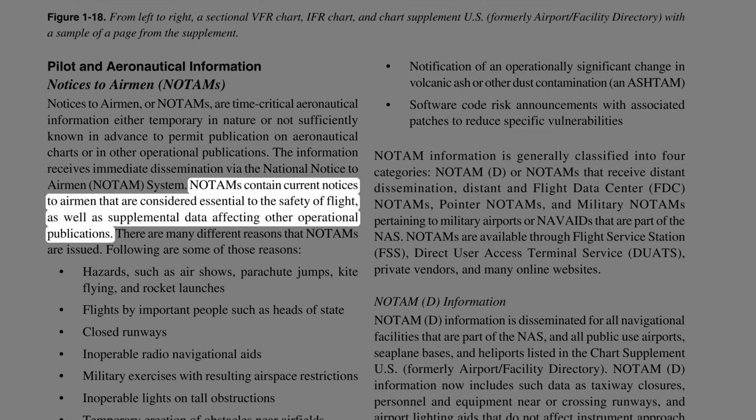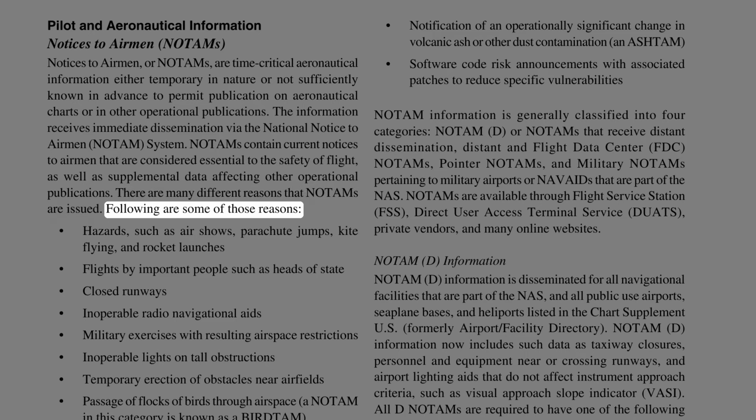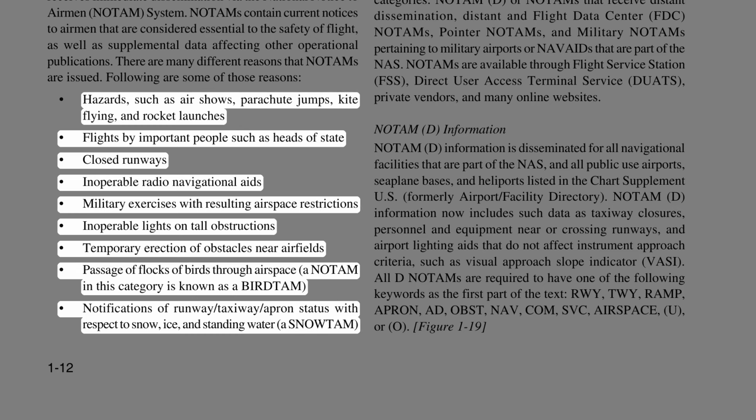NOTAMs contain current notices to airmen that are considered essential to the safety of flight, as well as supplemental data affecting other operational publications. There are many different reasons that NOTAMs are issued. Following are some of those reasons. Hazards, such as air shows, parachute jumps, kite flying, and rocket launches, flights by important people such as heads of state, closed runways, inoperable radio navigational aids, military exercises with resulting airspace restrictions, inoperable lights on tall obstructions, temporary erection of obstacles near airfields, or flocks of birds through airspace.